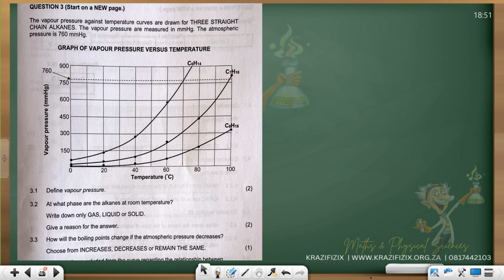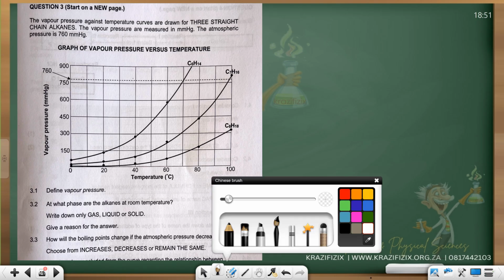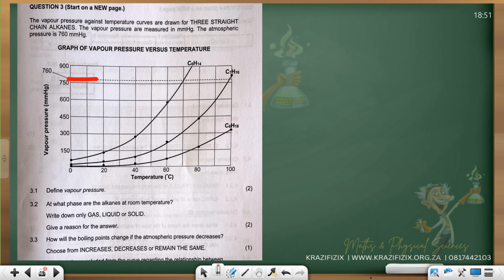What is our atmospheric pressure? I want you to see the whole idea of this graph. Our atmospheric pressure is this, right? Please check that. You see, the boiling, look at this one, C6H that goes up there, it will only boil at this point. That's the boiling point. It boils at 60. The C7 will boil close to what? 100. And this one will take longer to boil.